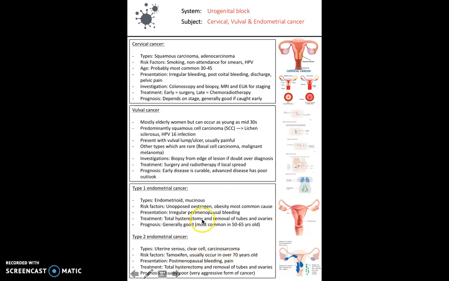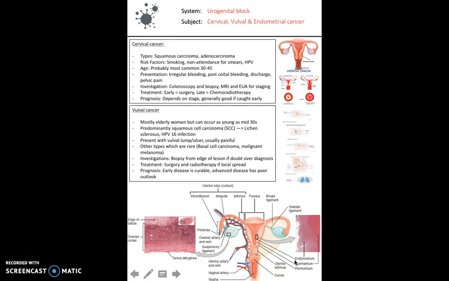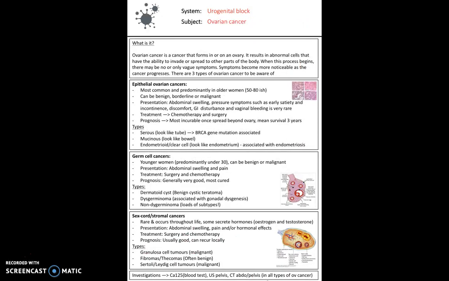So be aware of these types and roughly what they are and what the implications are as to where the cancer would be. This is a nice little diagram that I found, just showing the pathophysiology and the histology as well of a uterine cancer, an endometrial cancer. Next we have ovarian cancer. So this is a cancer that you need to know quite a little bit about. So it's a cancer that forms in or on an ovary.